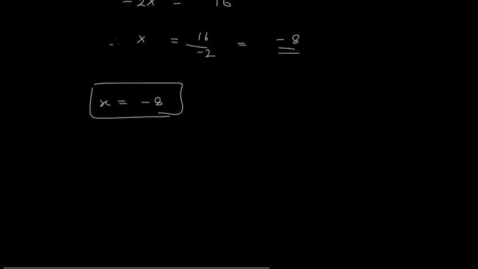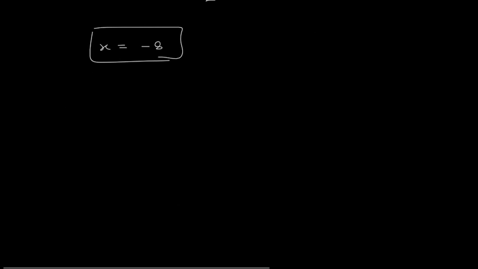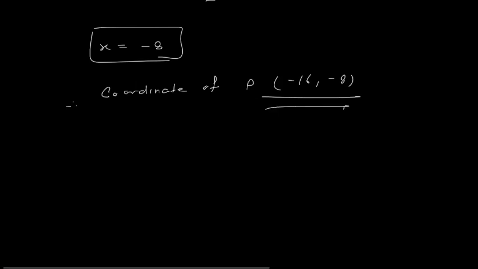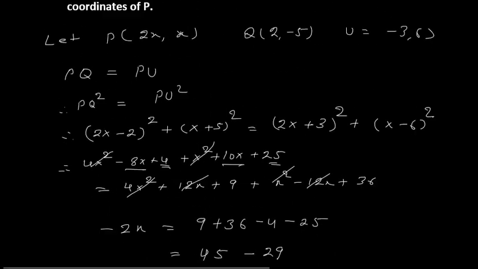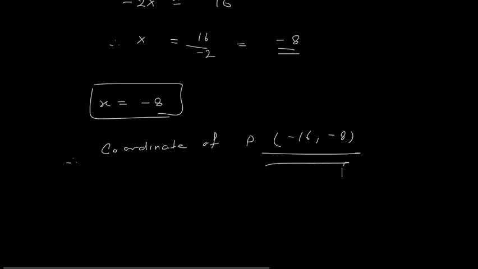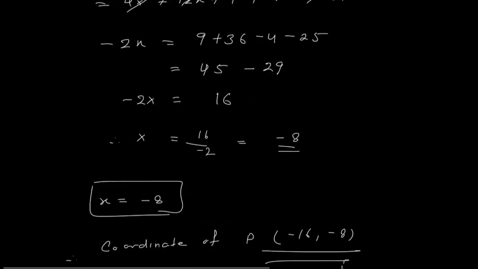Now we have to find the coordinate of point P. So therefore coordinate of P is what? 2x comma x, so 2x is minus 16 comma minus 8. So minus 16 comma minus 8 is the coordinate of point P. This is the 9th question.